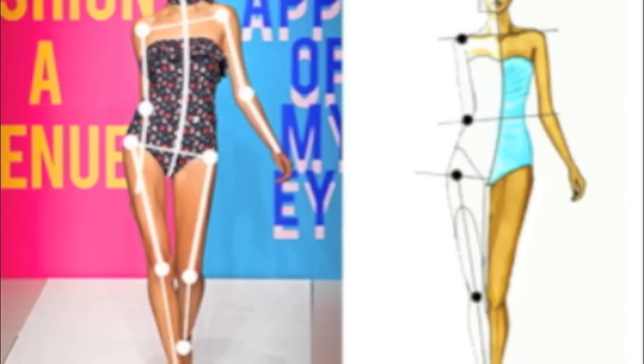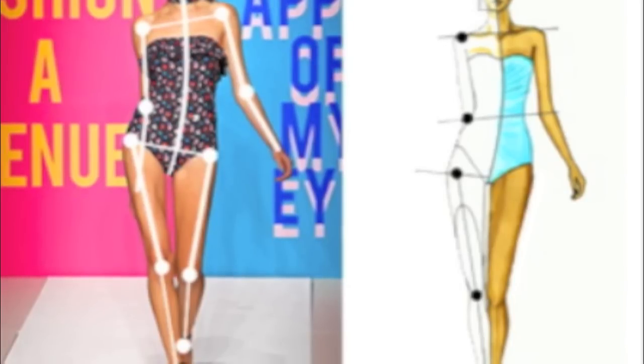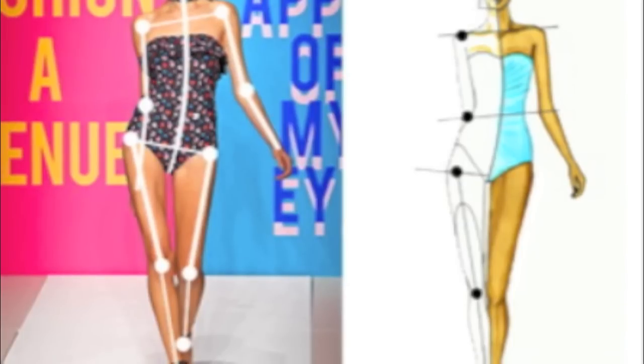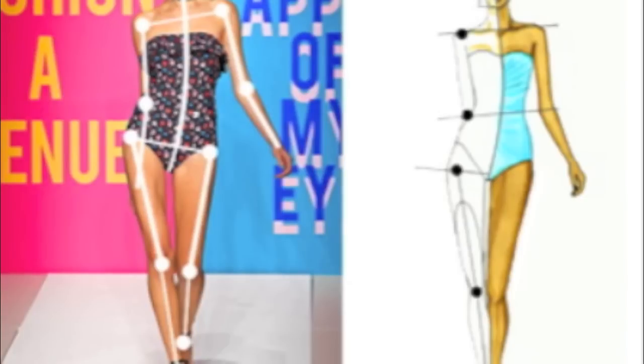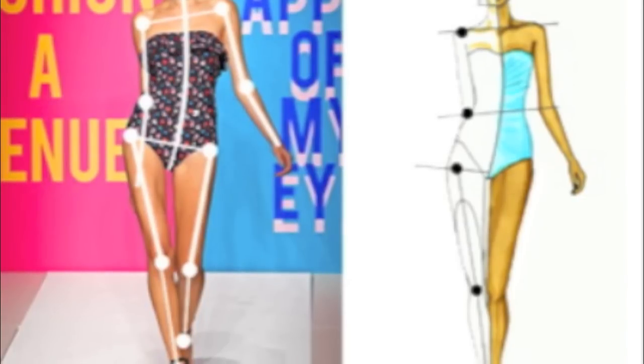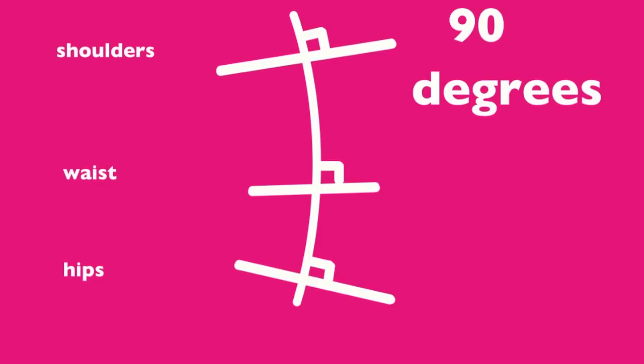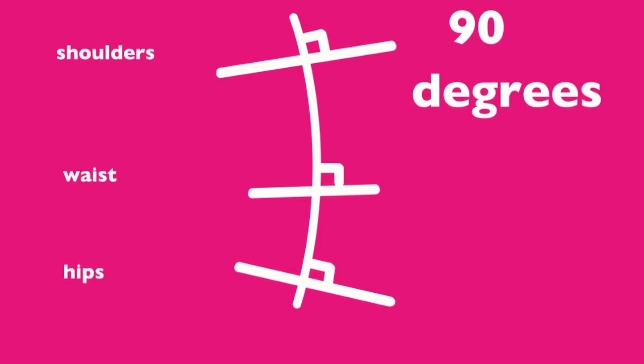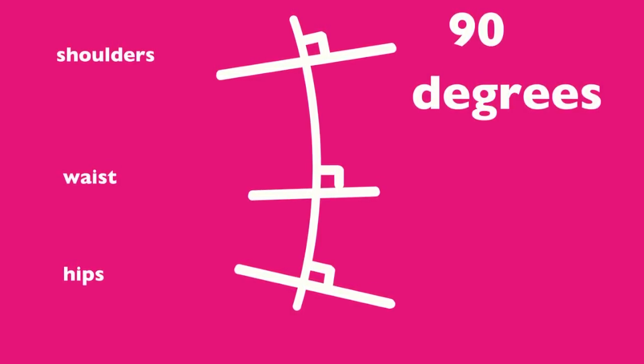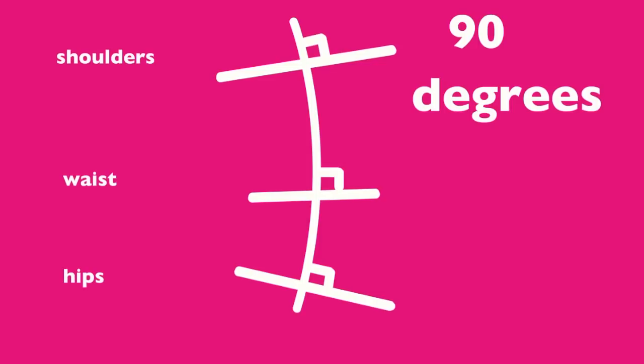Please look at this image and you will see that the angle between the line of shoulders and the central curved line, and between the line of hips and the central curved line, is 90 degrees. On this image you see what I mean. The angle between the curved line of shoulders, waist and hips is 90 degrees.